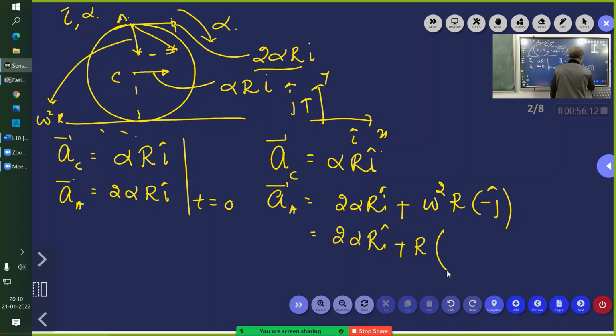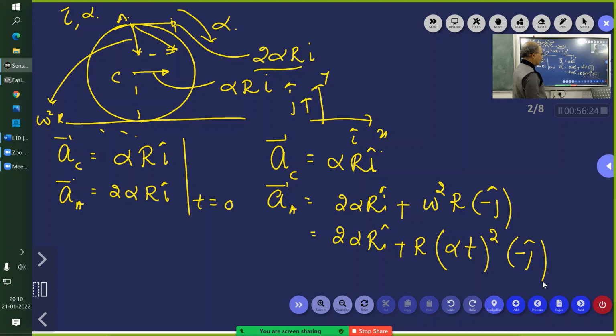alpha t, r and omega itself will be what? Alpha t, because omega naught is 0. Okay, alpha t whole square, minus j cap. So you are going to get something like this, right? Hello, everybody else got it? Fine. So I hope we have done this correctly.